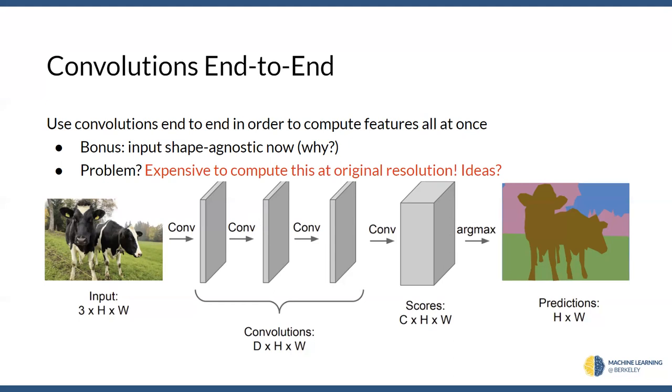The idea is we're still sliding that filter over and doing that kind of computation on every single pixel, right? We're still doing quite a bit of work. And so as long as we maintain that original resolution, it's going to be kind of hard to shrink that down.